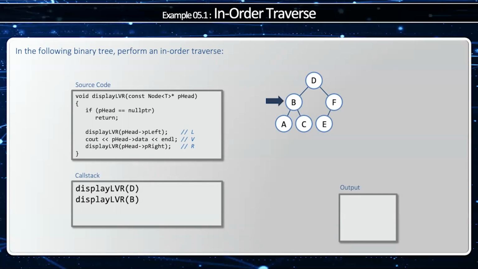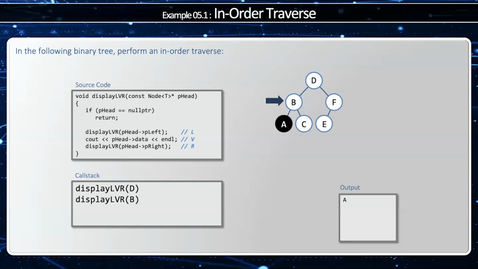When I'm in the B, which now is my P head, I'm going to immediately go left again. Now I'm going to call display LVR on the A node. Once again, I'm going to call P head arrow P left, and A does not have a P left, so I'm going to null out of that. Then I'm going to display A. And then I'm going to call display LVR on P head, which is A, arrow P right, and that has nothing. So then I'm going to finish with that, and I will return out of my display LVR A, which takes me back to B.